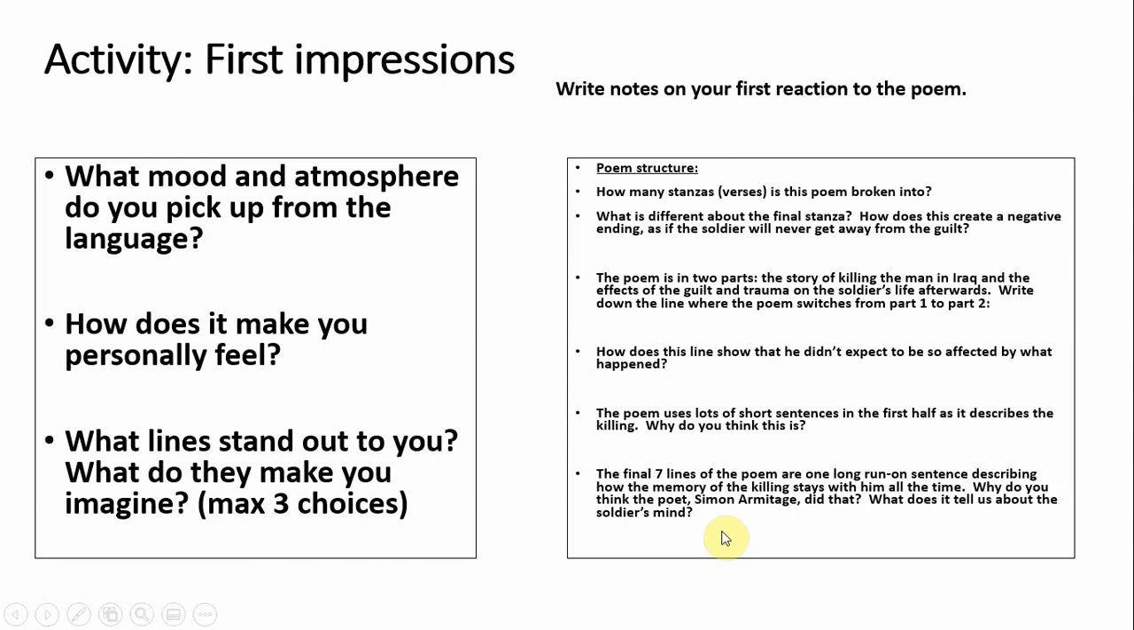And the final 7 lines of the poem, you will notice they're one long run-on sentence. They describe how the memory of the killing stays with him. Why did Simon Armitage do that? What does it tell us about the soldier's mind, the fact that this runs on over 7 lines? How does that affect our understanding and allow us to see inside that soldier's mind and experience his emotions?